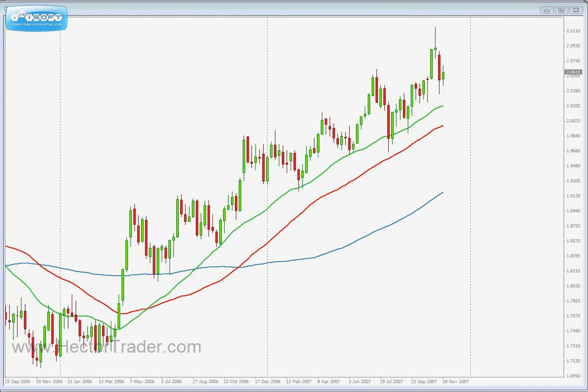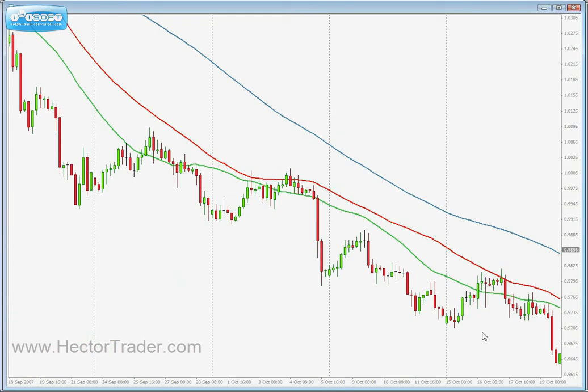Right, next, let me show you another example. In this case, the USD against the Canadian dollar. Okay, I'm going to make this very quickly because, well, it's basically the same thing.